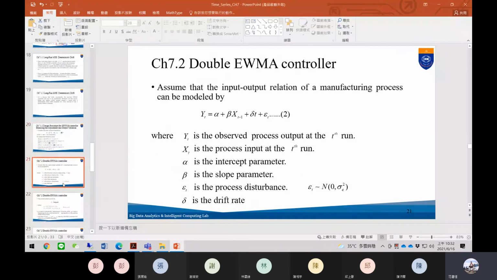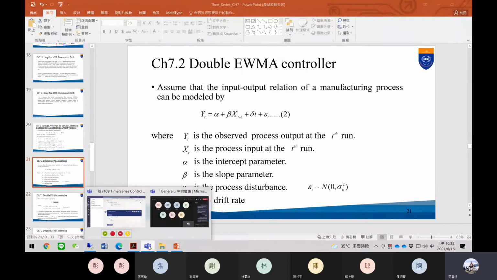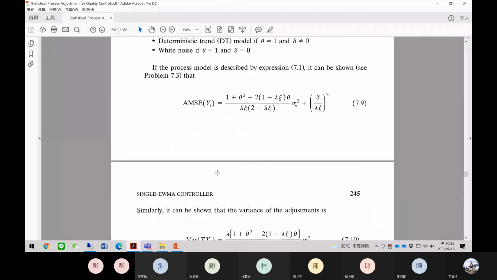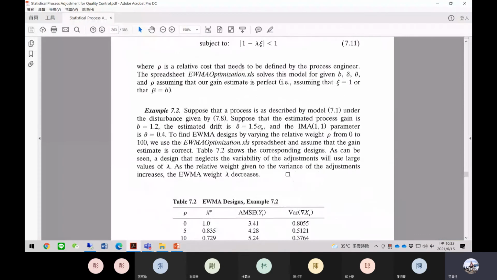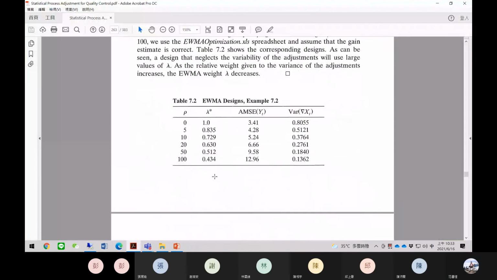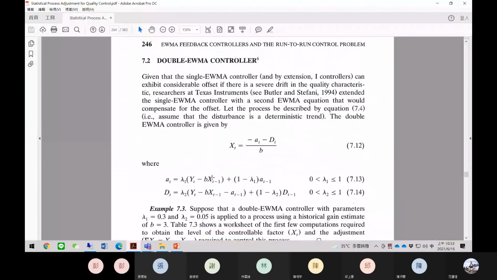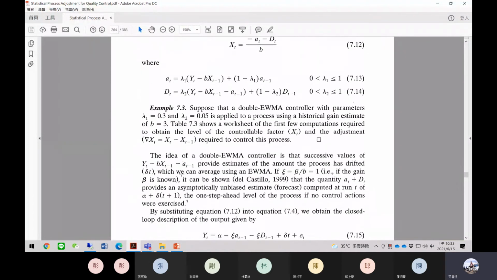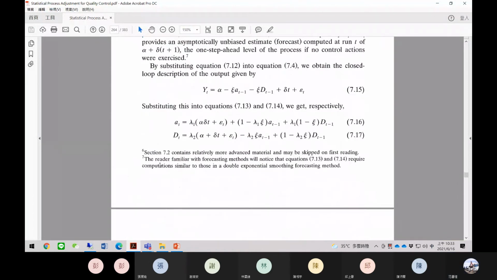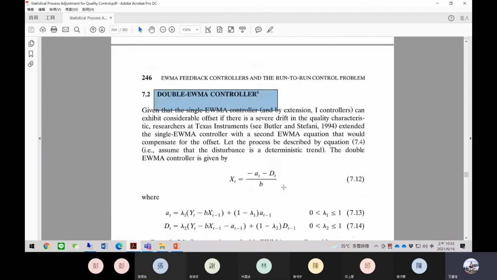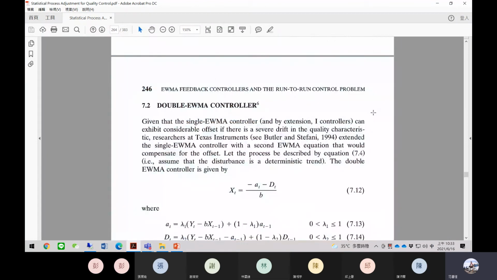Then we talk about the double EWMA 7.2. Okay, move to the double EWMA controller. Section 6 contains relatively more advanced material and may be skipped on the first reading. So this is the double EWMA.